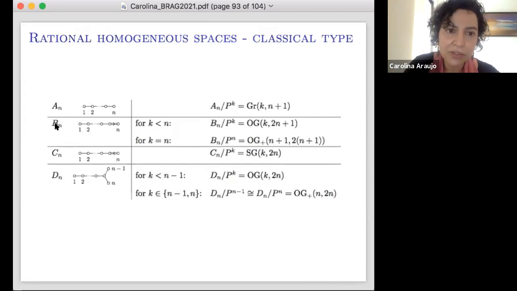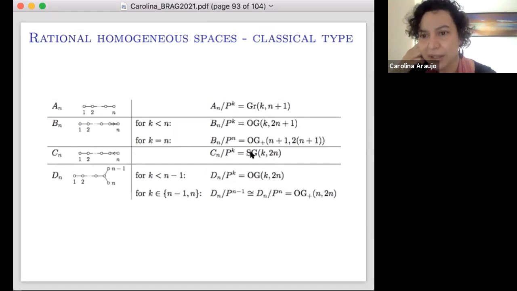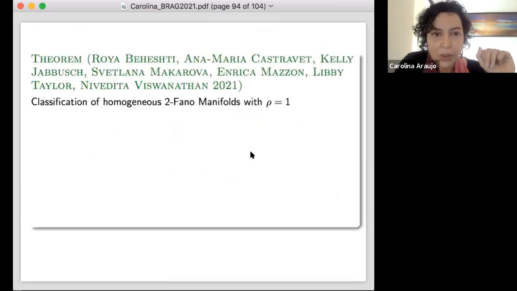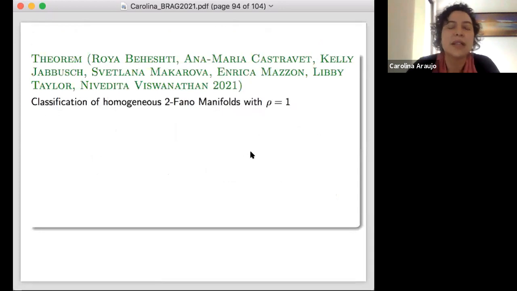So the ones of type Bn and Dn are what we call the orthogonal Grassmannians on spaces of even and odd dimension, and the one of type Cn is the symplectic Grassmannian. These are the classical types, and also the exceptional types are well understood, the E, F, and G cases. And so here is our result.